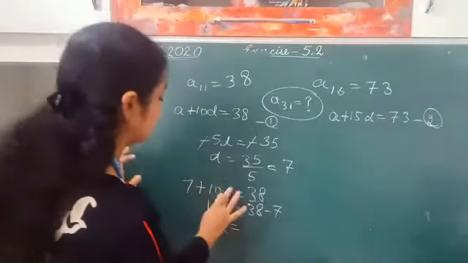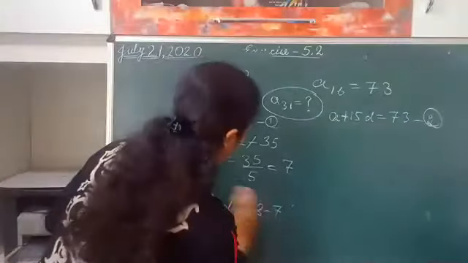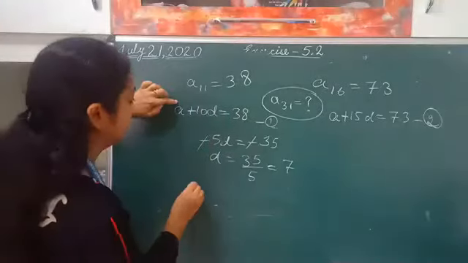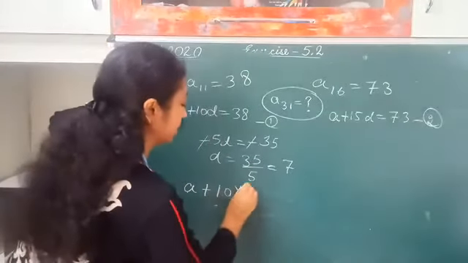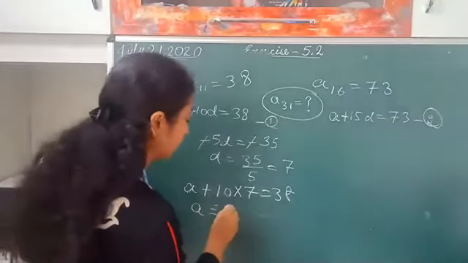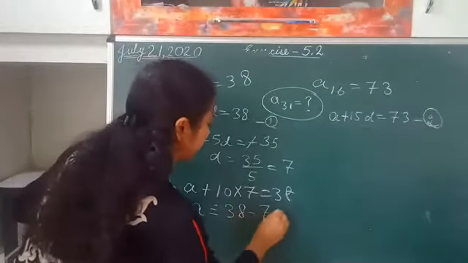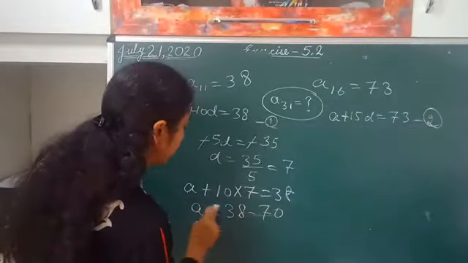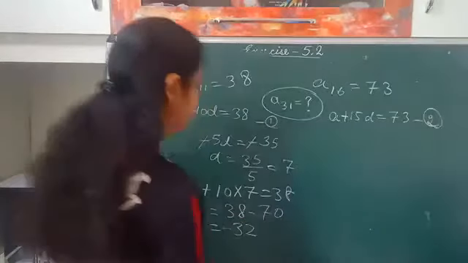मैम आपने गलती कर दी. आपने a की वैल्यू गलत लिख दी. a plus 10 multiply 7 is equal to 38. A is equal to 38 minus 70. So A is equal to minus 32.